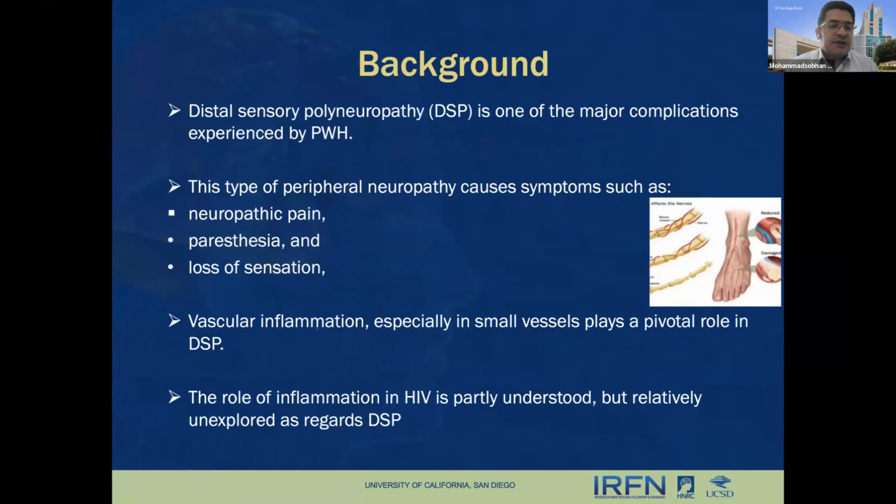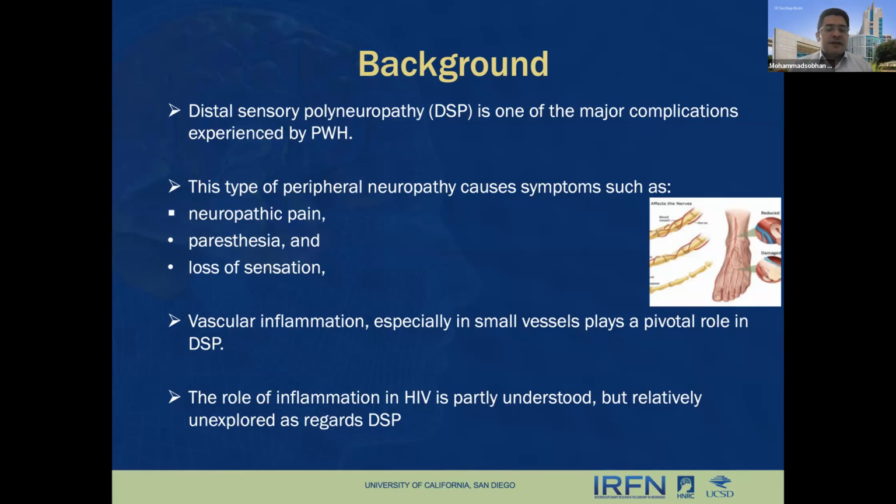In addition to depression and cognitive impairment, distal sensory polyneuropathy is one of the major complications experienced by people with HIV, even in those who are virally suppressed. This type of peripheral neuropathy causes symptoms such as neuropathic pain, paresthesia, and loss of sensation, which can significantly impact the quality of life of people with HIV.